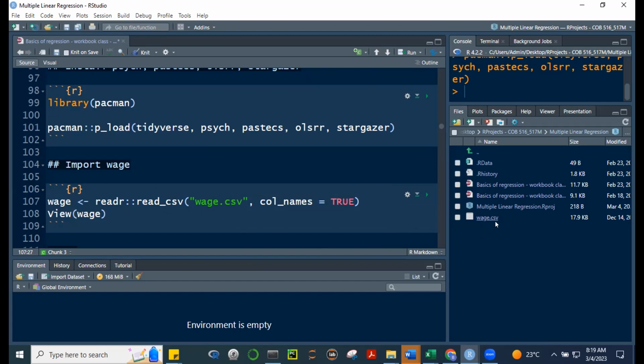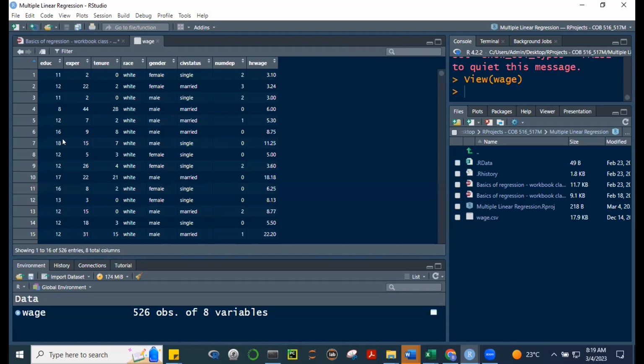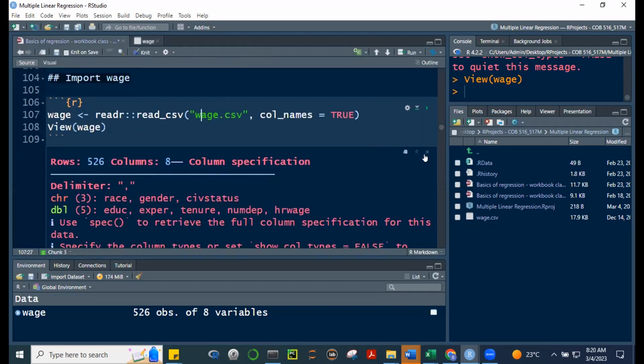All right, and this data has column names, has variable names. So let's run this. Okay, so it will generate a window here. So last time we said that the variable of interest is hourly wage, and we would like to regress hourly wage on these parameters: education, experience, tenure, etc. Last time we started with a simple linear regression. Let's have a quick review of that.